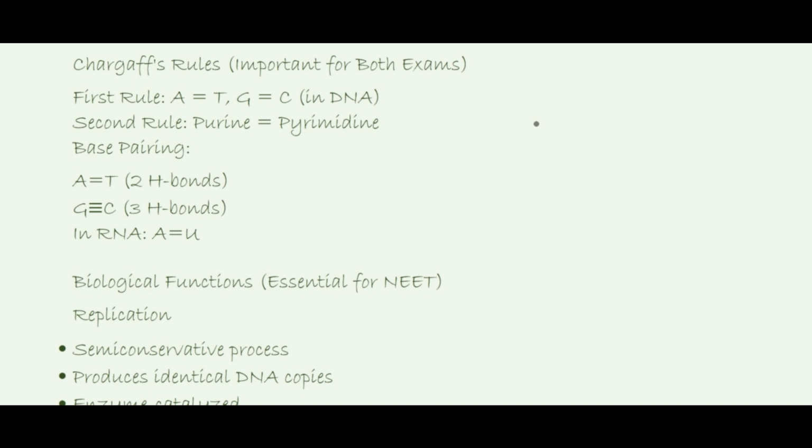Next thing you have to remember is how it is getting paired. A and T have two hydrogen bonds between them. G and C, guanine and cytosine, have three hydrogen bonds. In case of RNA, thymine is not there, so uracil comes. Okay, A is equal to U. So we'll see the questions in a while. You have to remember this: AT, GC. You have to remember this.